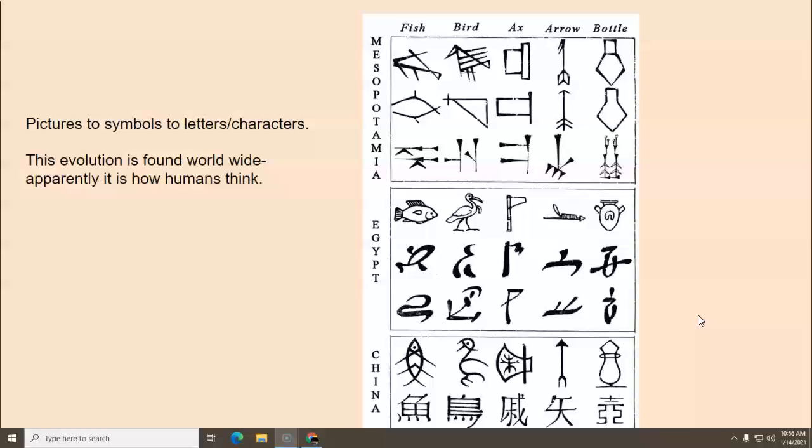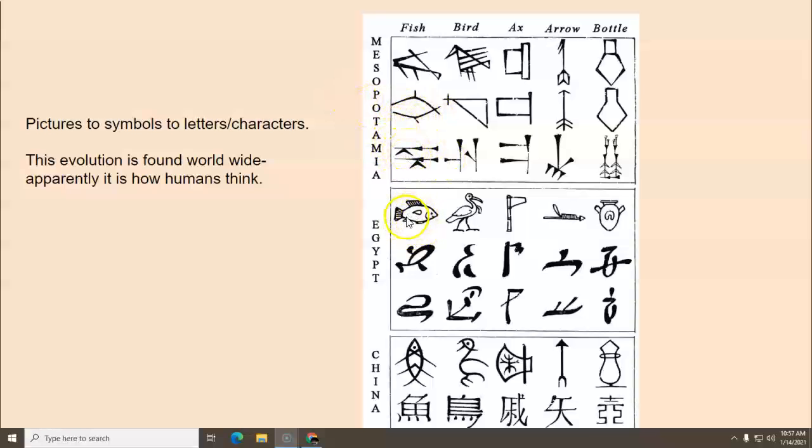And this evolution is found worldwide. It's pretty much how people think about things. We start off, if we want to communicate something, by doing it as realistic as possible, and then abstract it as we go. So if we just kind of look at fish, this first one here, Mesopotamia, you start out with this fish, you can see it has the upper fin, the tail, and the two dorsal fins, and then it becomes simplified, and then it just becomes the mark that still has kind of that general motion and extension.